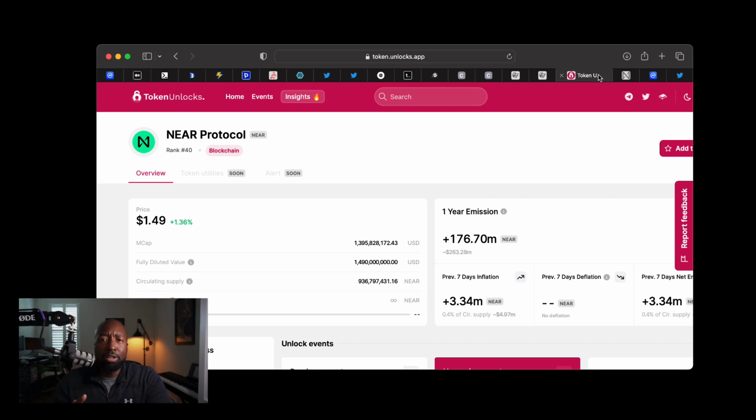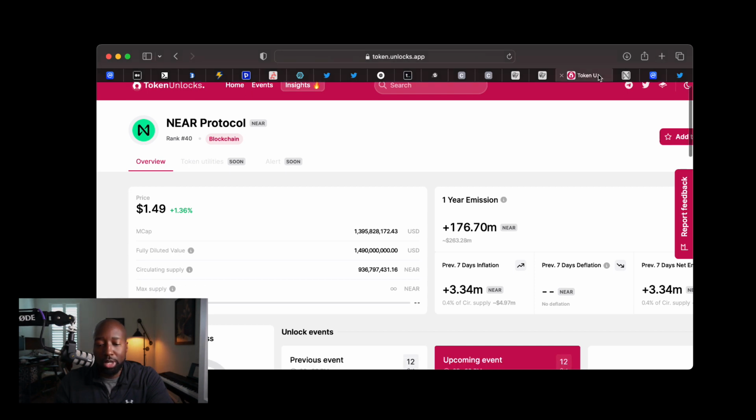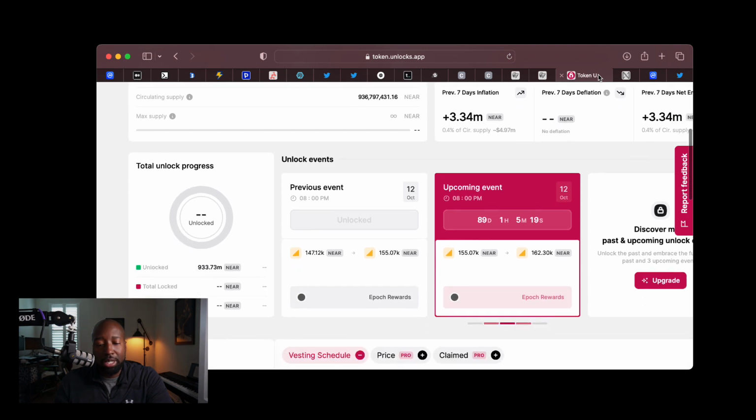Now let's take a look at inflation, token unlocks, and all of that good stuff. So currently, according to Token Unlocks, it is ranked number 40. So that's not a good ranking. Why is that, you may ask? The last unlock was in October of 2022, and at that time it looks like the unlock was for 147,000 tokens. Now we have the unlock on October 12th of this year, and it's going to be an unlock of 155,000 tokens. And then after that, October 2024, you'll have 162,000, and then you'll have another unlock in October 2025.